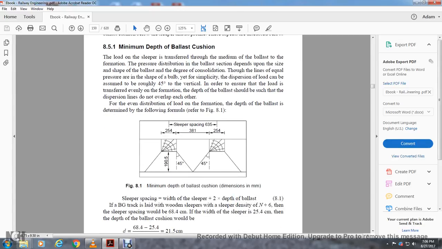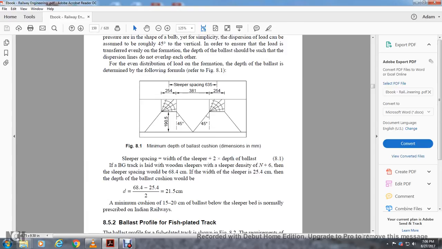Figure 8.1 shows the minimum depth of the ballast cushion, dimensions in millimeters, sleeper spacing of 635 millimeters, 254, 45-degree angle. Depth of ballast is sleeper spacing minus width of the sleeper, divided by 2. For a broad gauge line with wooden sleepers, the sleeper spacing is 68.4 centimeters and the width of the sleeper is 25.4 centimeters. The depth of the ballast cushion would be: depth equals 68.4 minus 25.4, divided by 2, equals 21.5 centimeters.